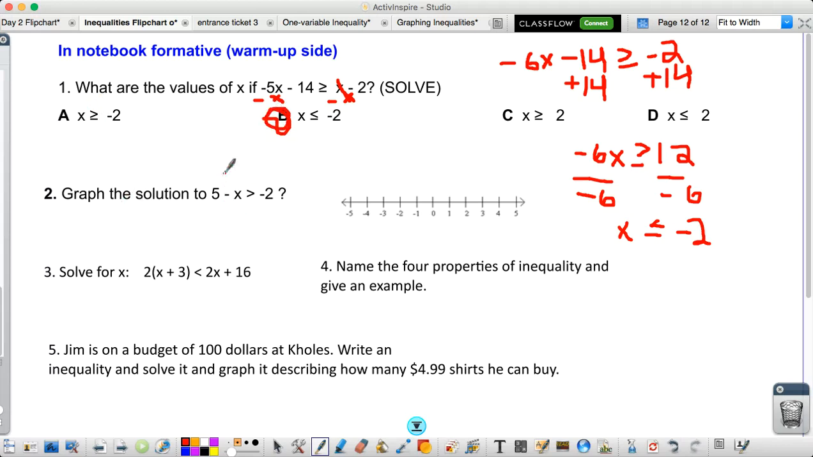All right, graph the solution to 5 minus x greater than -2. Well, this is +5, so we have to get rid of it first. You always have to get rid of the constant first. Remember, the constant is the number away from the variable. We get -x because 5 minus 5 is 0, so we get -x is greater than -7. And then whenever you see something like this, you divide by -1 on both sides, which will actually flip the inequality. So let's do that.